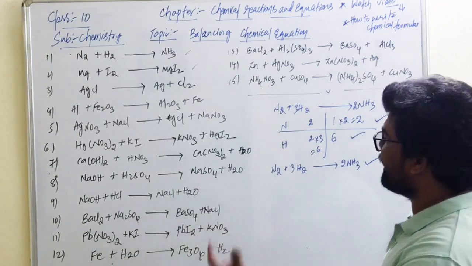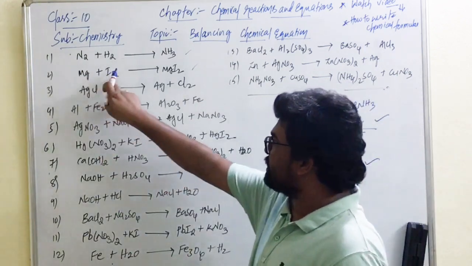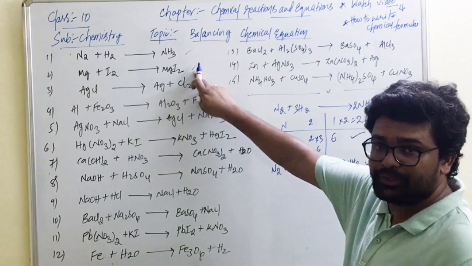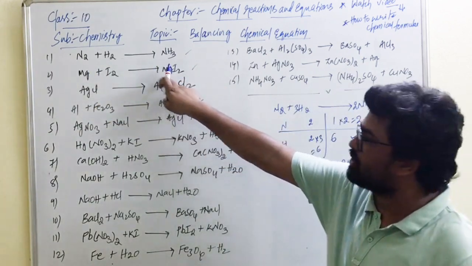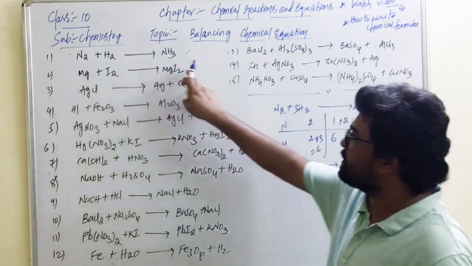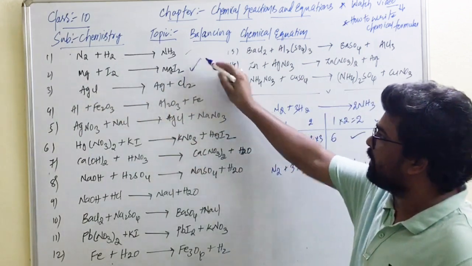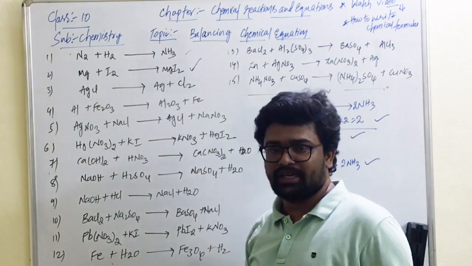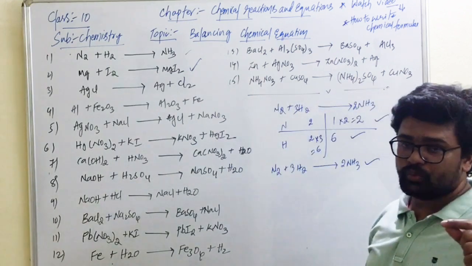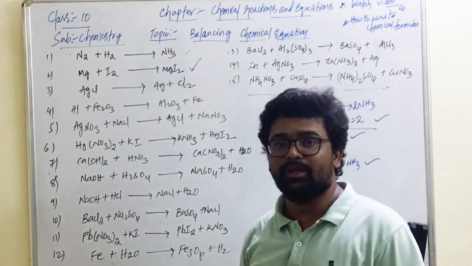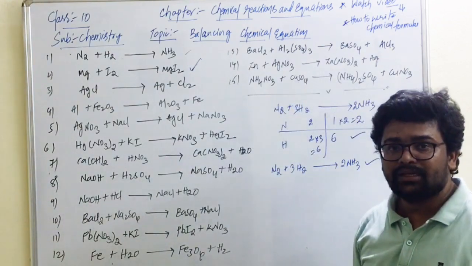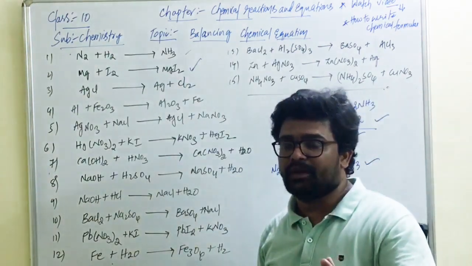Now let us look at the next one. Mg plus I2 gives rise to MgI2. Mg is 1 on the left hand side, 1 on the right hand side. It's balanced. Iodine is 2 on the left hand side, 2 on the right hand side. So it's already a balanced equation. Is it clear? What we need to do: wherever we have fewer atoms, there we need to multiply with a suitable number, and we need to add that number as a coefficient before that compound.